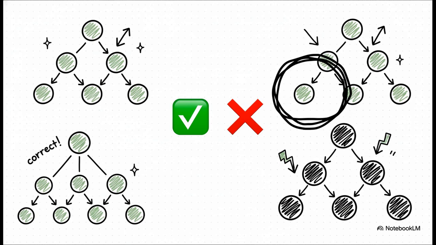On the left, you've got a valid binary search tree. Every single node follows that smaller, larger rule. But look at the right. That tree's broken. See that circled node? A value that's supposed to be in the larger right branch got stuck in the smaller left branch, and that one mistake invalidates the entire structure.